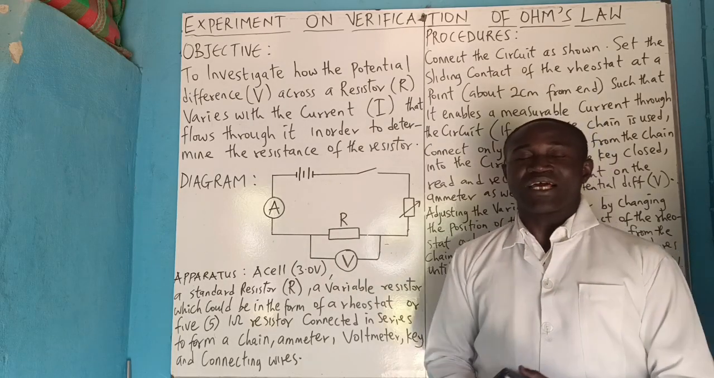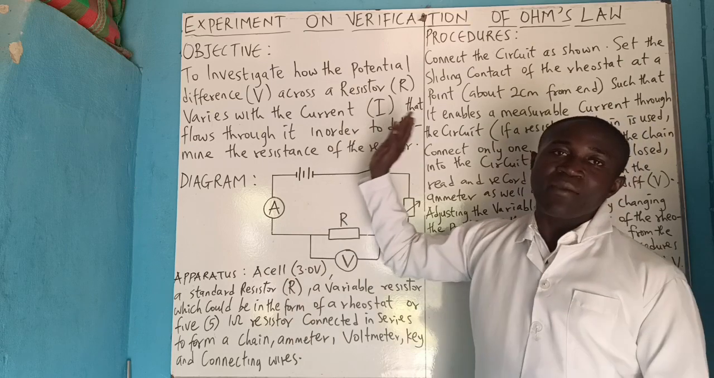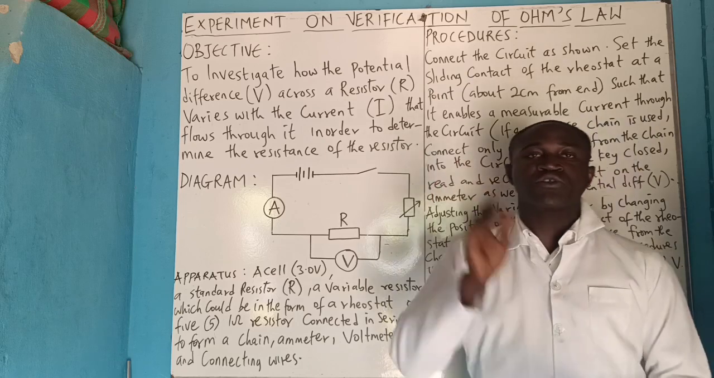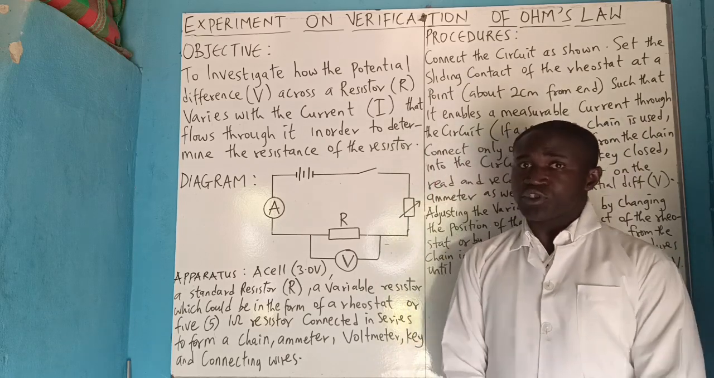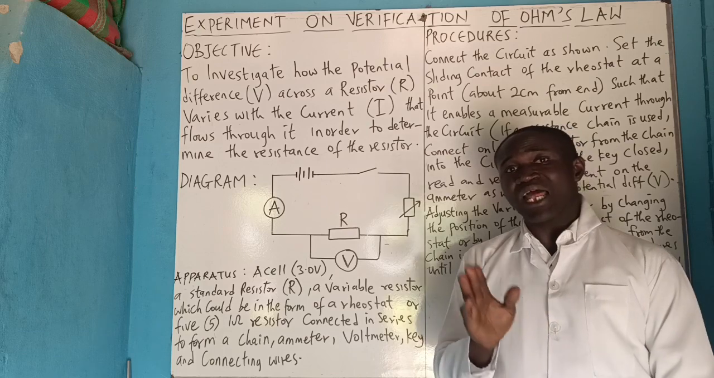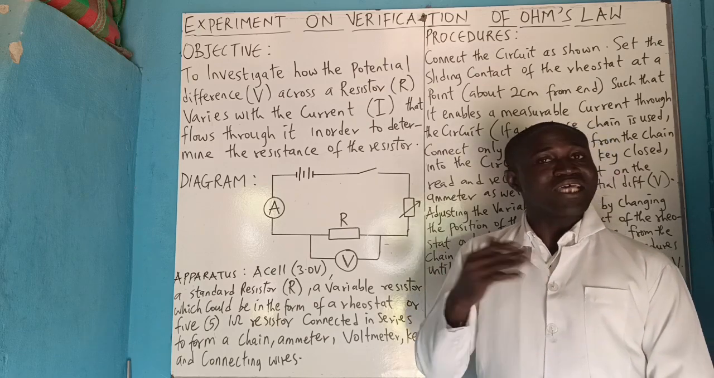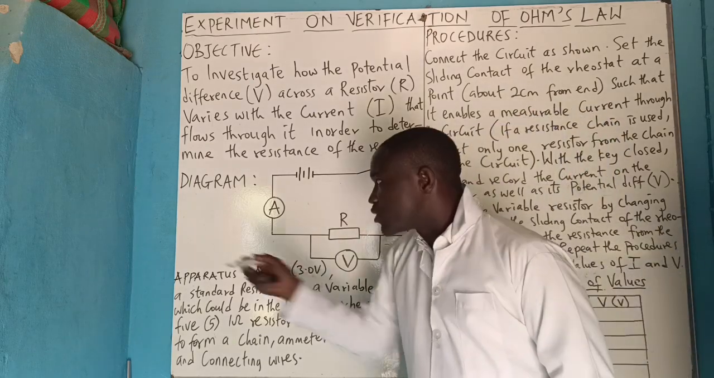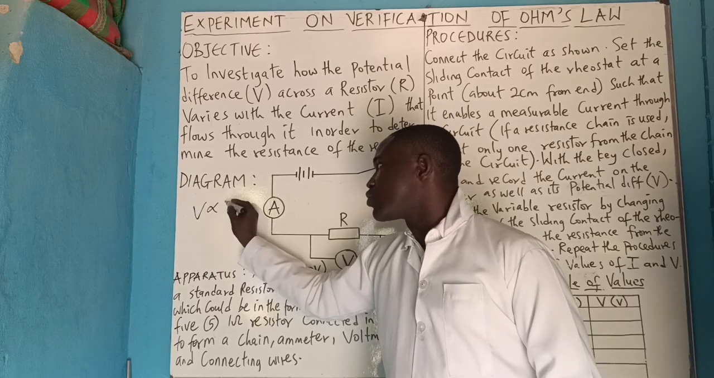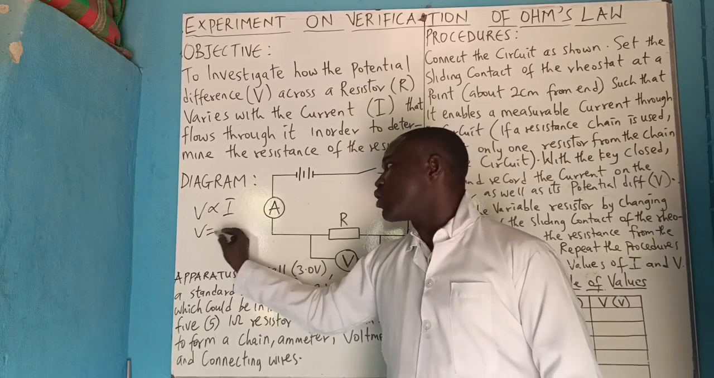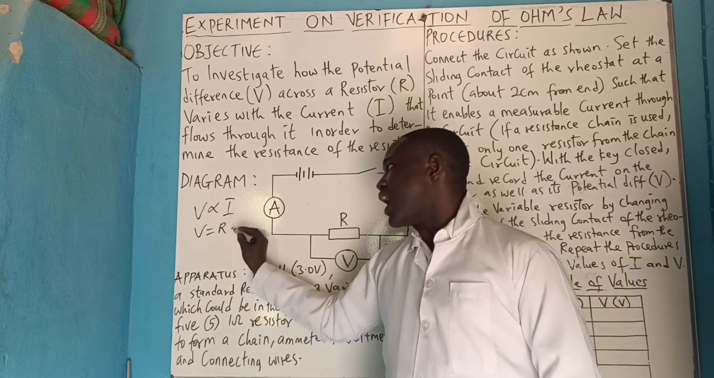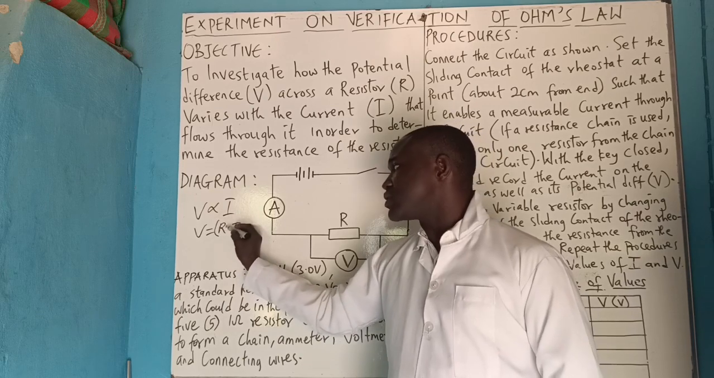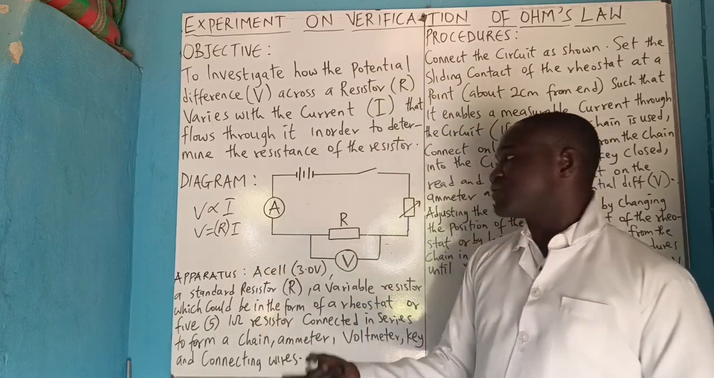Welcome guys to today's class. In today's video, we want to discuss another important experiment in physics, that is the experiment on verification of Ohm's law. You still remember what Ohm's law says, that potential difference, known as voltage, is directly proportional to what? Current. Yes. Potential difference is directly proportional to current. And so V equals to what? R times I, where that R is constant, called effective resistance.